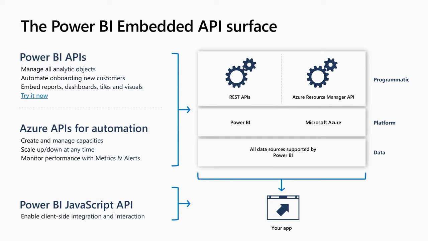The next set of APIs is the Azure Resource Management APIs. You might see it called ARM. These are for anything that you need involving capacities, which we'll cover later, maybe some AAD user usage or anything like that. And the last set of APIs is our client-side APIs, the JavaScript APIs.